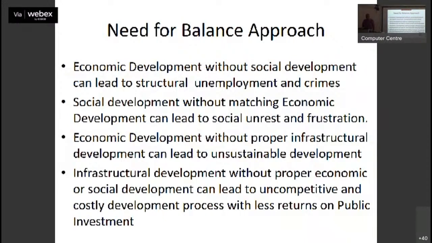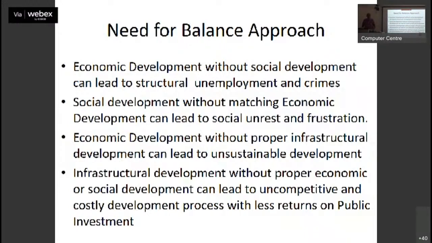Economic development without proper infrastructure development can lead to unsustainable development. If economic development is done but infrastructure development has not happened, it will not sustain, and it can collapse at any time. This is India's condition: we increased our growth rate, but we are not able to create that level of infrastructure. As a result, our economy is not competitive with the rest of the world.